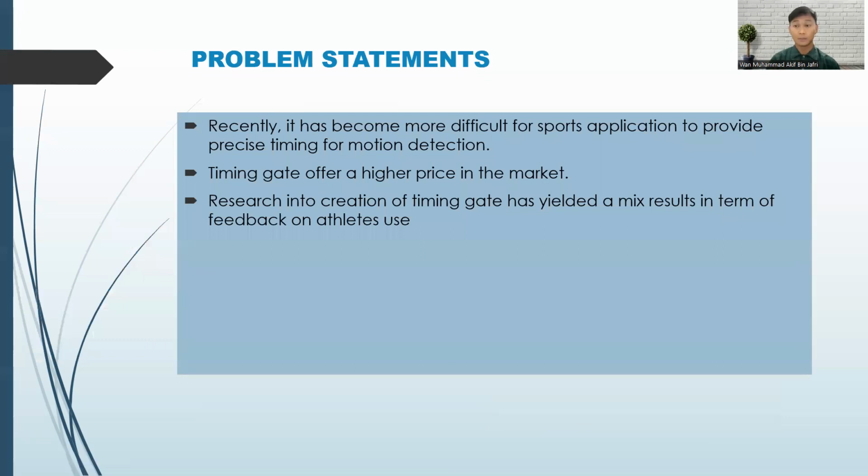We move to the problem statements. The first one, recently it has become more difficult for sport application to provide precise timing for motion detection. Of course, this is important because precision is needed for sport, because we want to measure the time of the athletes. And the timing gates offer a high price in the market. Of course, with the advanced technology, it shows that many timing gates offer a high range of price for the user.